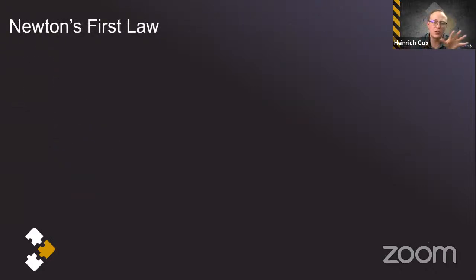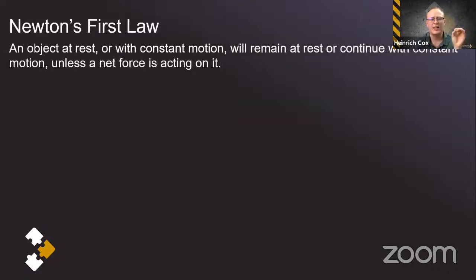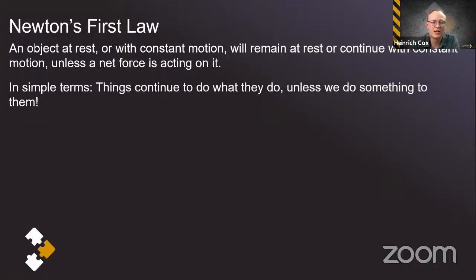Okay, so we can talk about Newton's first law. And that is that an object at rest, or that's moving with constant motion, will remain at rest or continue with constant motion unless a net force is acting on it. Okay, so that's wordy. What does it actually mean in English? It means things continue to do what they do unless we do something to them. Okay, if something's just lying there, it's going to continue lying there unless you push it. Something's rolling down the hill or whatever it is, it's not going to stop rolling down the hill unless you, well, stop it, something like that.